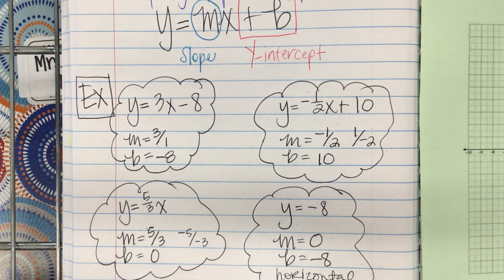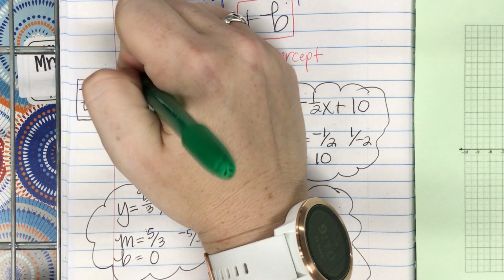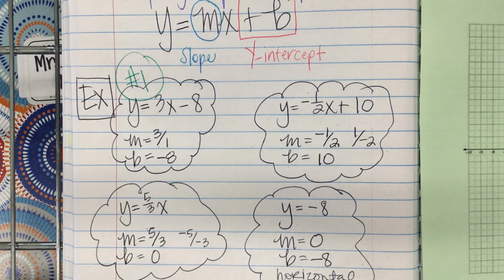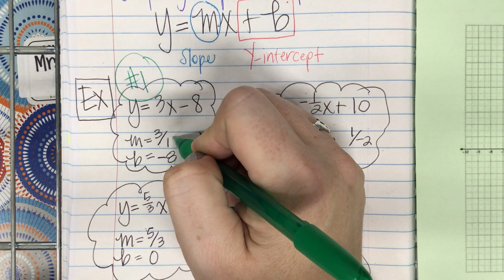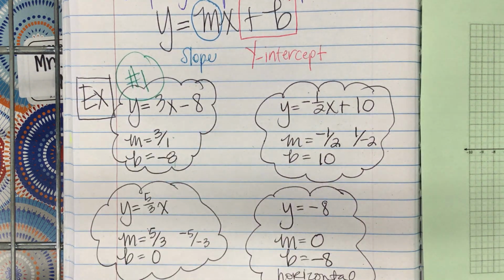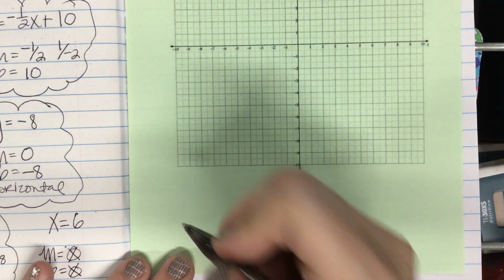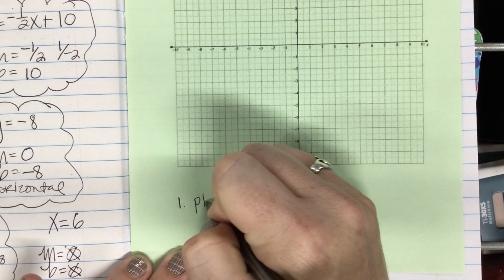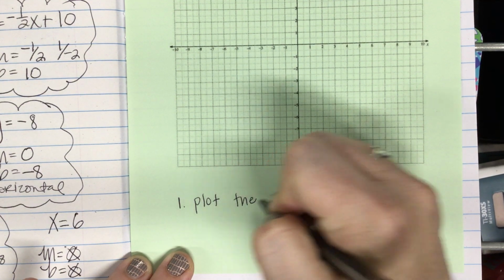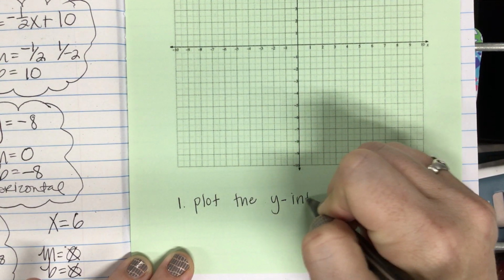So this first graph right here, number 1, I'm going to graph that. I'm going to start with my intercept first. I'm going to go alphabetical order. B comes before M in the alphabet. Okay? So to do this, I'm going to, number 1, plot the y-intercept.